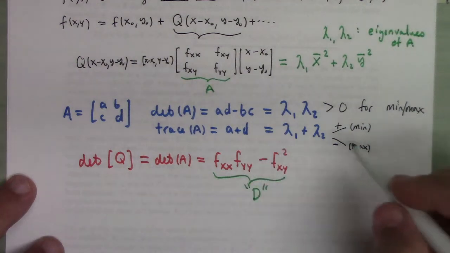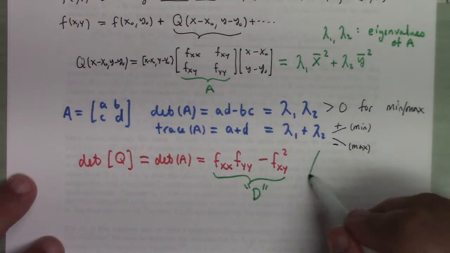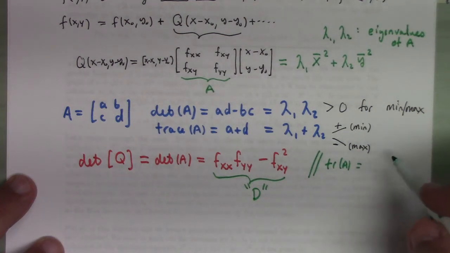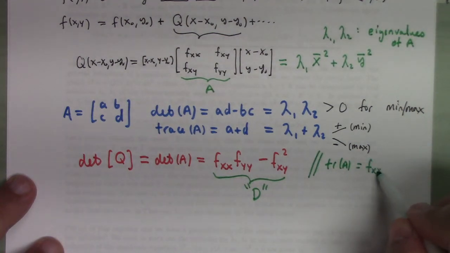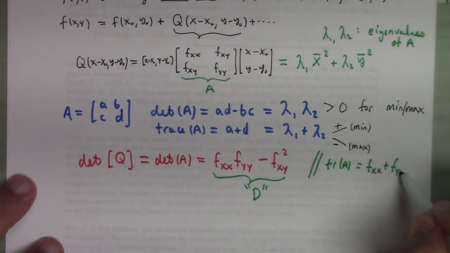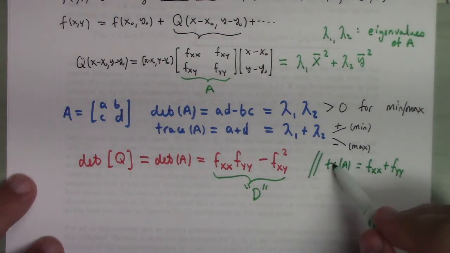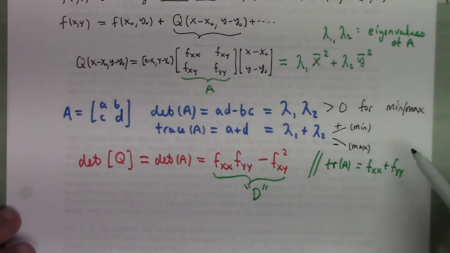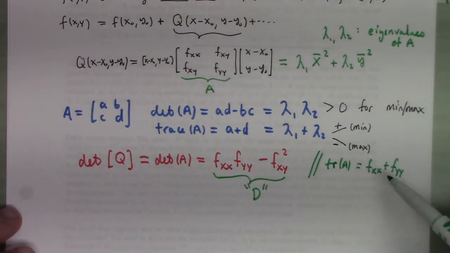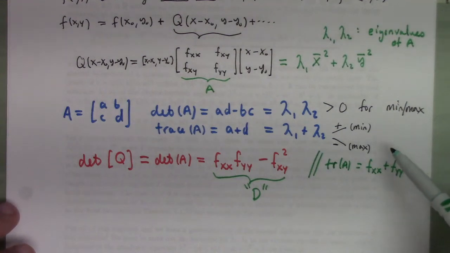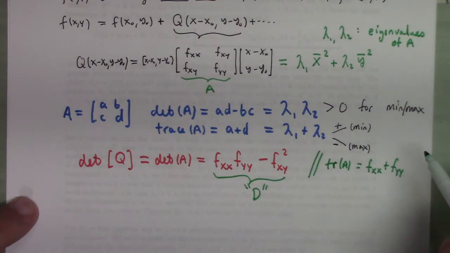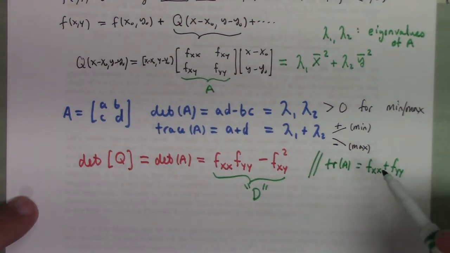And so essentially what I've described here is the fact that if D is positive, well, one other thing, what's the trace of A equal to? A plus D, which would be fxx plus fyy. And if you think through it, the sign of the trace in the interesting cases is the same as the sign of either the xx or the yy derivative. So basically you can just look at xx.